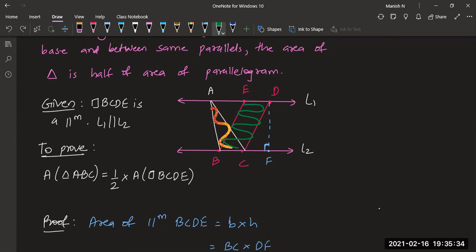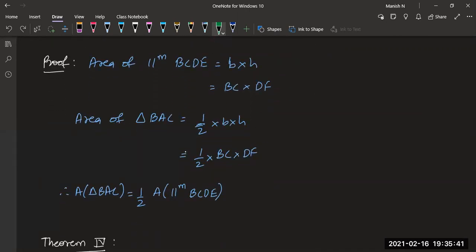It's as simple as that. And area of parallelogram BCDE is BC into DF. So we can clearly see that area of triangle BAC or ABC is half of parallelogram BCDE. Very simple theorem, right? Without any confusion. It's a very basic thing which you need to understand, and we have proved it.